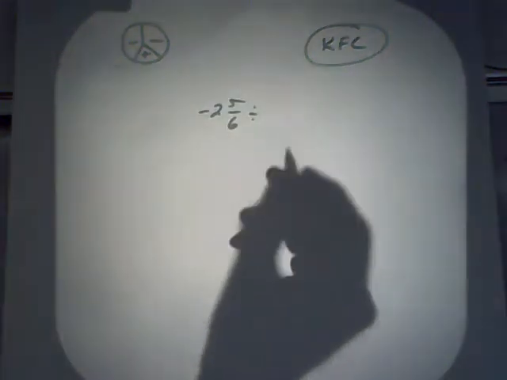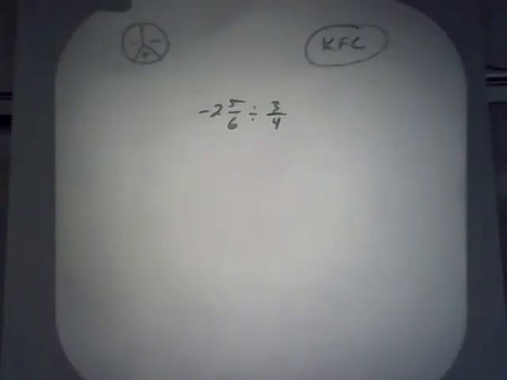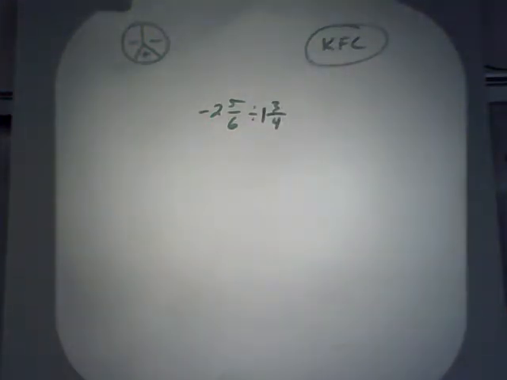Okay, your turn. On your own. See if you can solve this. Run through the keep, flip, change, and make sure you've gone around the world first. Let's try negative 2 and 5/6 divided by 3/4. Okay, try that one, please. Sorry, let's make it divided by 1 and 3/4. That way you have to go around the world.